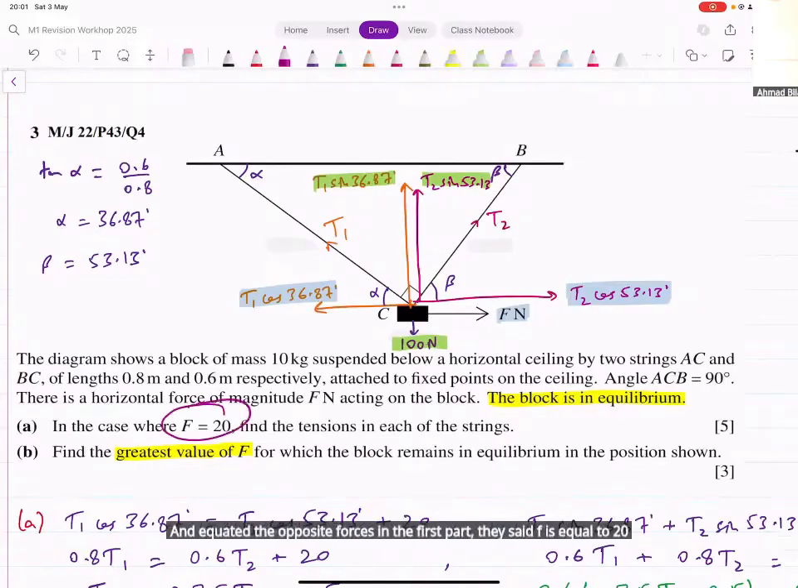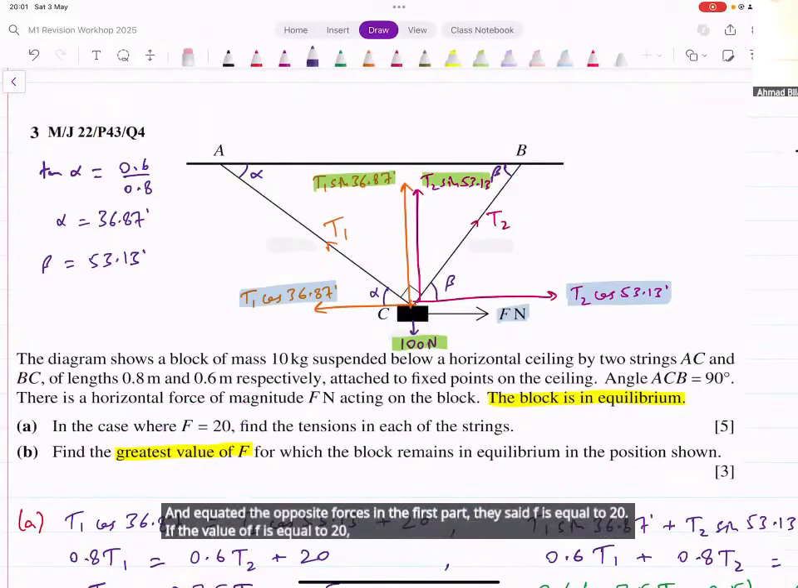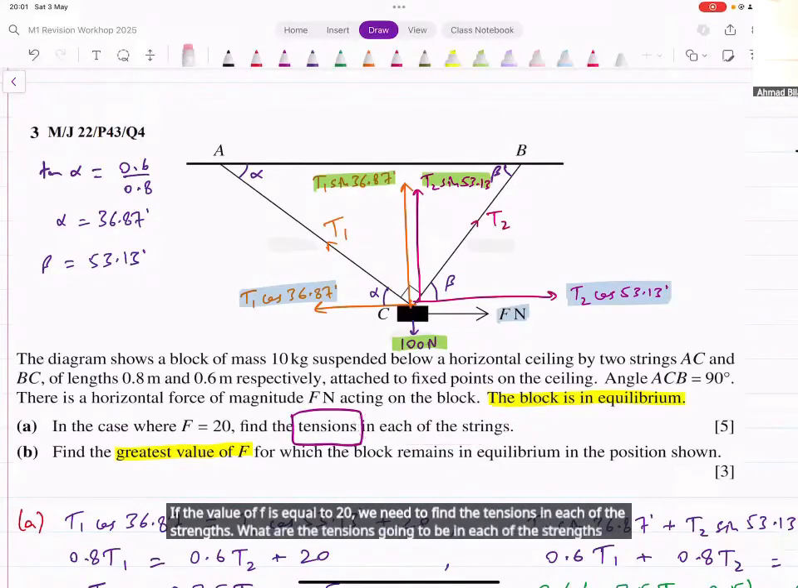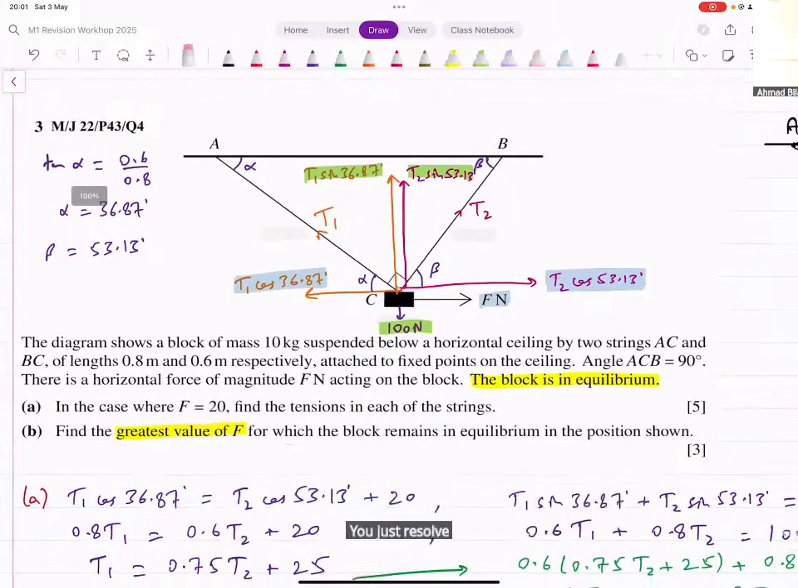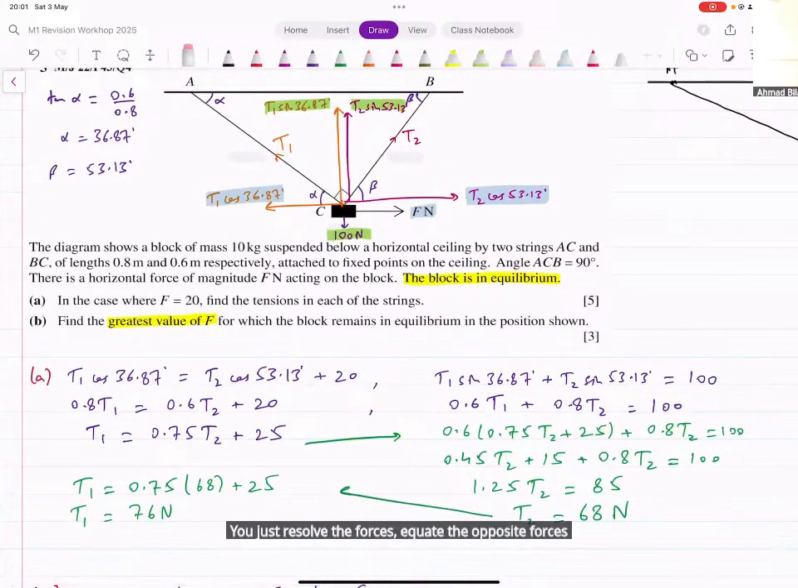If the value of F is equal to 20, we need to find the tensions in each of the strings. What are the tensions going to be in each of the strings? How do you find them? You just resolve the forces, equate the opposite forces, and that gives you the result.